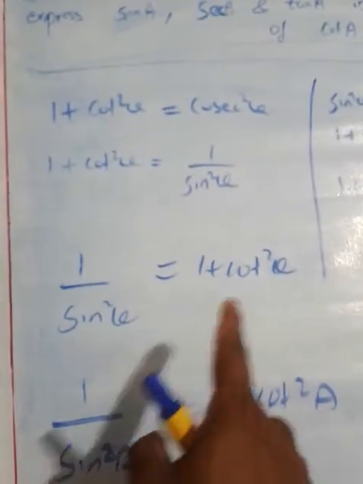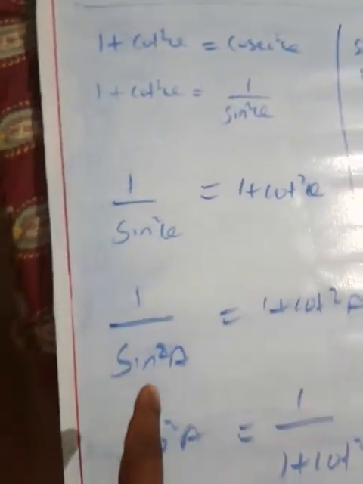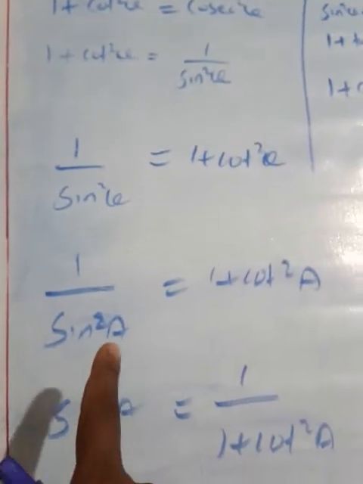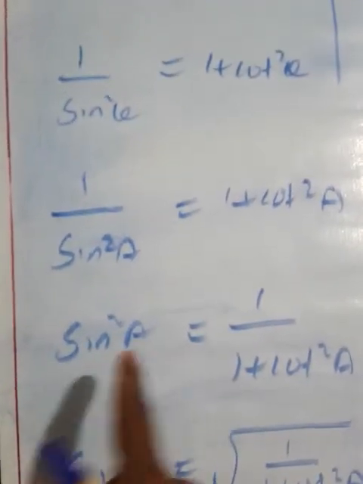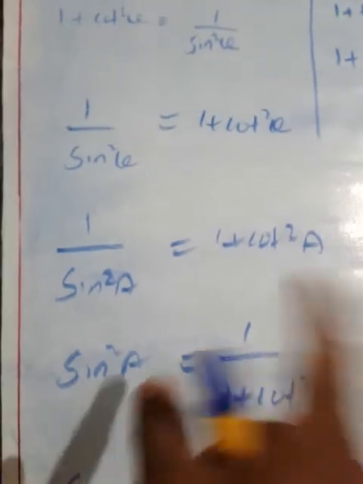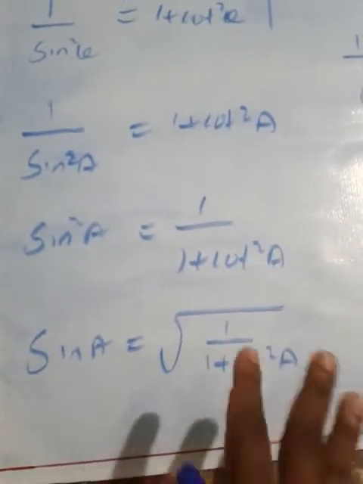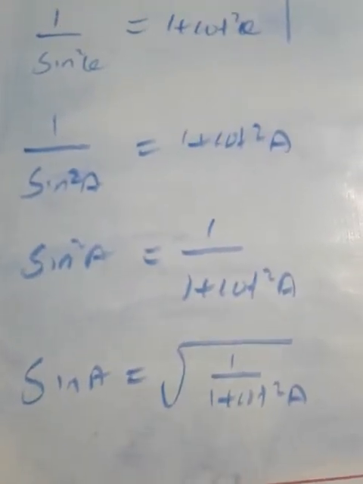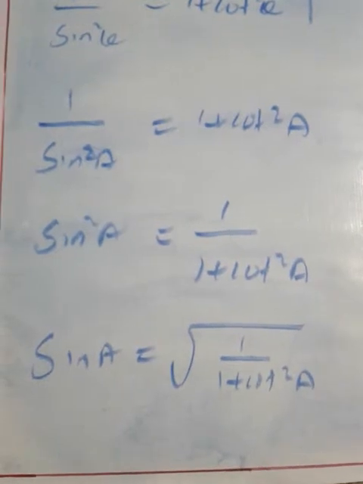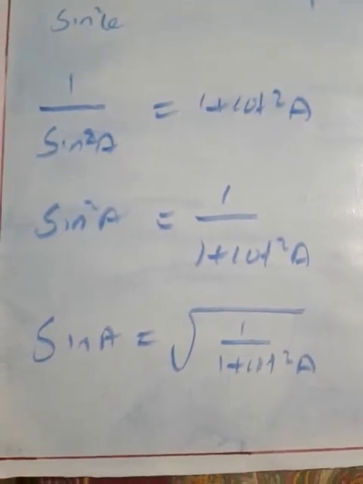1 by sin square theta is equal to 1 plus cot square theta, and I need it in terms of A, so I change theta to A. Then I take the inverse, because I need sin A, not 1 by sin A. I take the reciprocal on both sides, and in that way I found sin A in terms of cot A. This is the expression for sin A in terms of cot A.